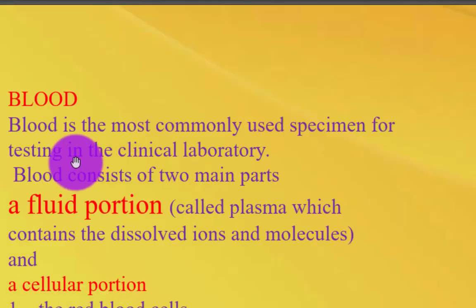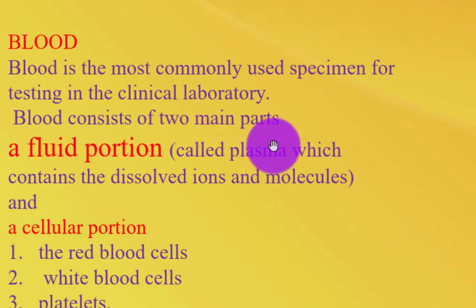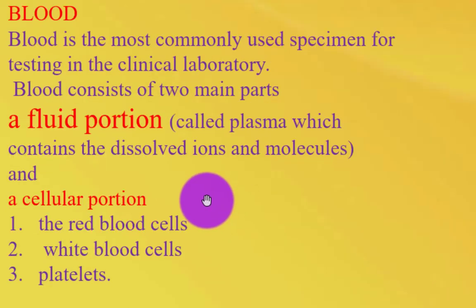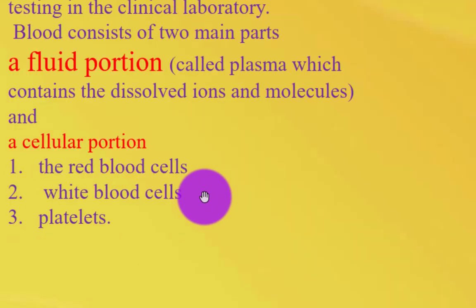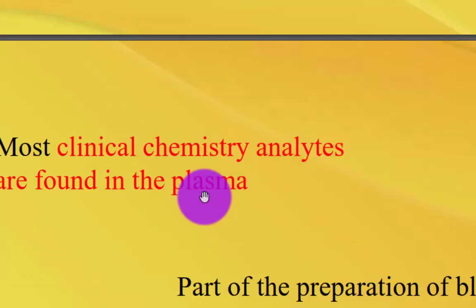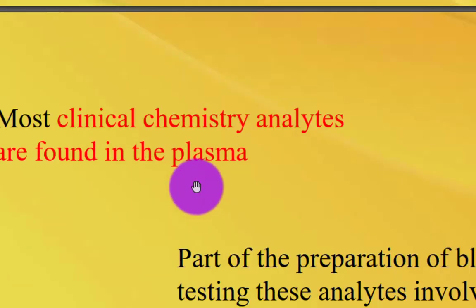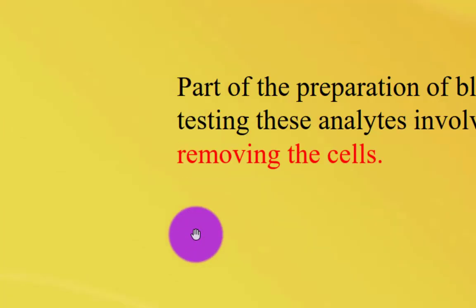Blood is the most commonly used specimen for testing in the clinical laboratory. Blood consists of two main parts: a fluid portion called plasma, which contains dissolved ions and proteins, and a cellular portion, the red blood cells, white blood cells, and platelets. Most clinical chemistry analytes are found in the plasma. Part of the preparation of blood for testing these analytes involves removing the cells.